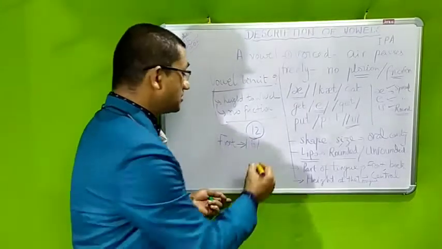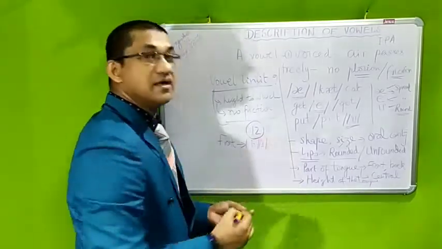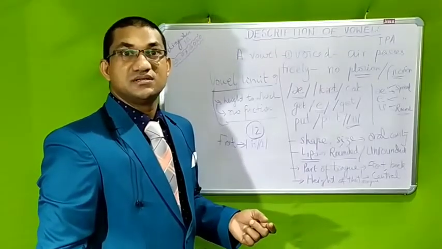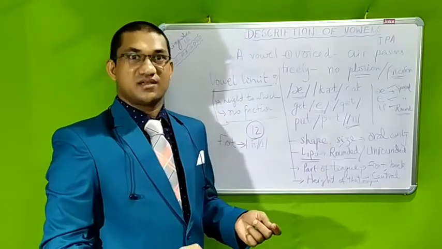Next sound is the short E. Look at the short E. Okay, we say pit, sit, bit, E. Again, the front of the tongue is used.